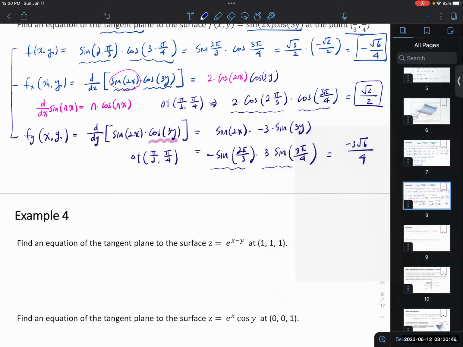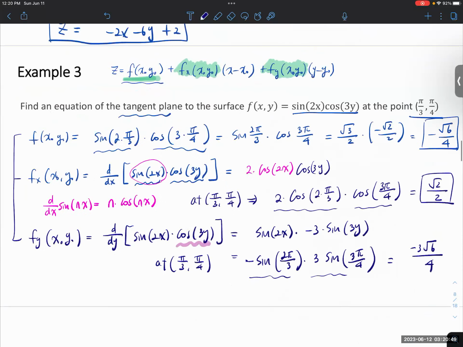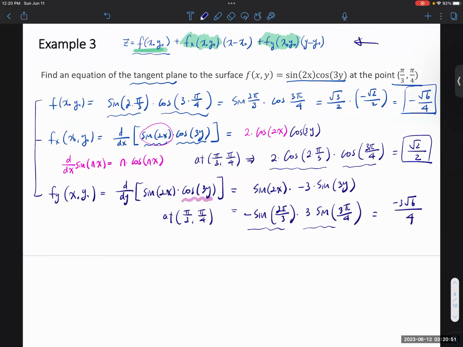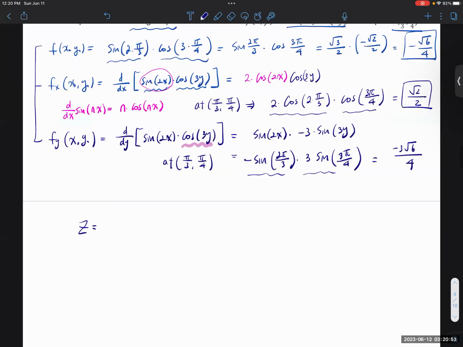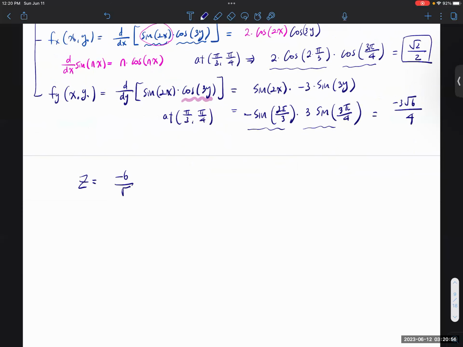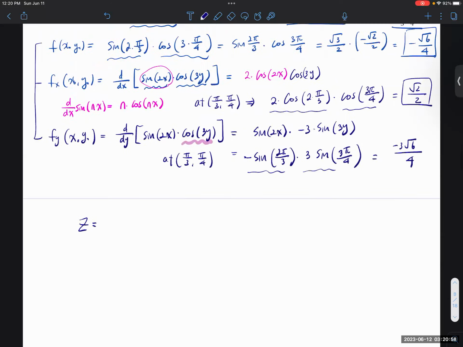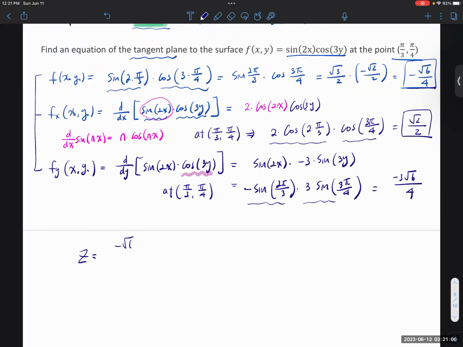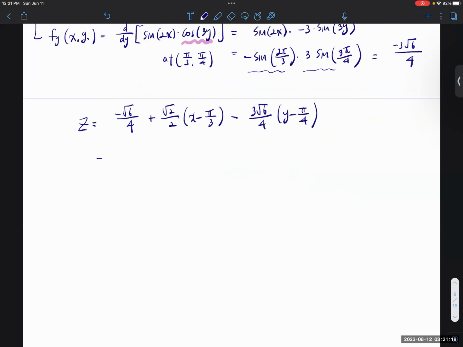Now you're going to plug it into the equation of the tangent plane. Then z equals, what do you guys think? Negative radical 6 over 4, plus radical 2 over 2 times (x minus pi over 3), minus 3 radical 6 over 4 times (y minus pi over 4). We are going to simplify this equation.